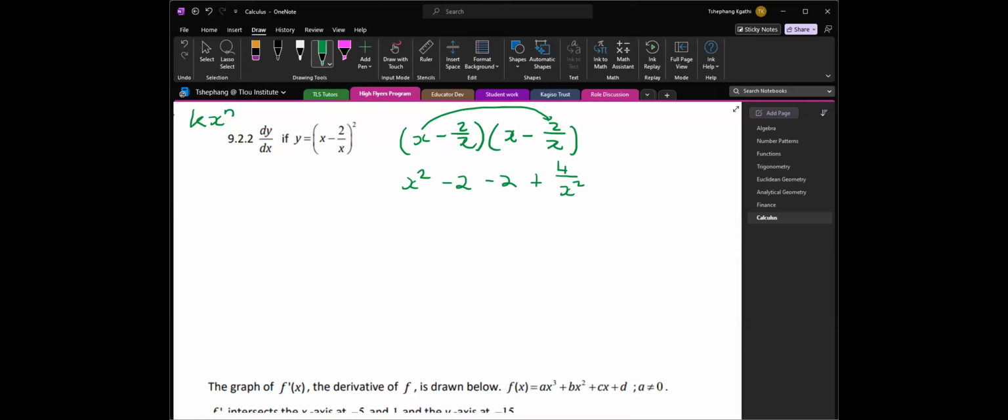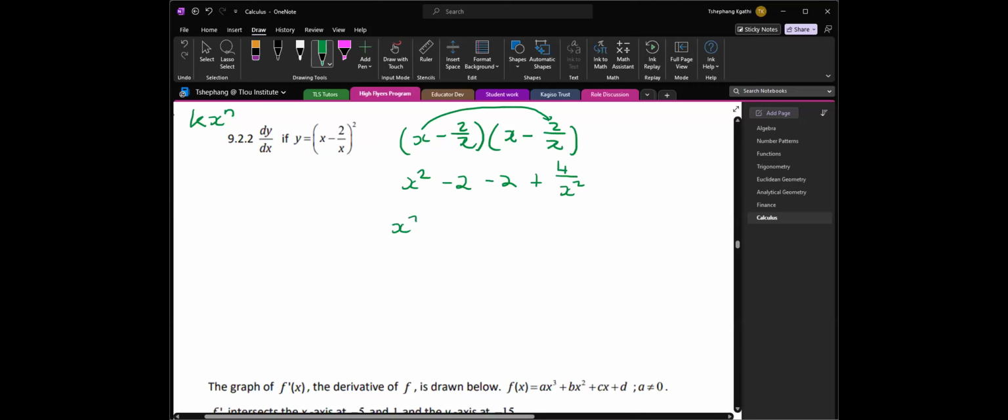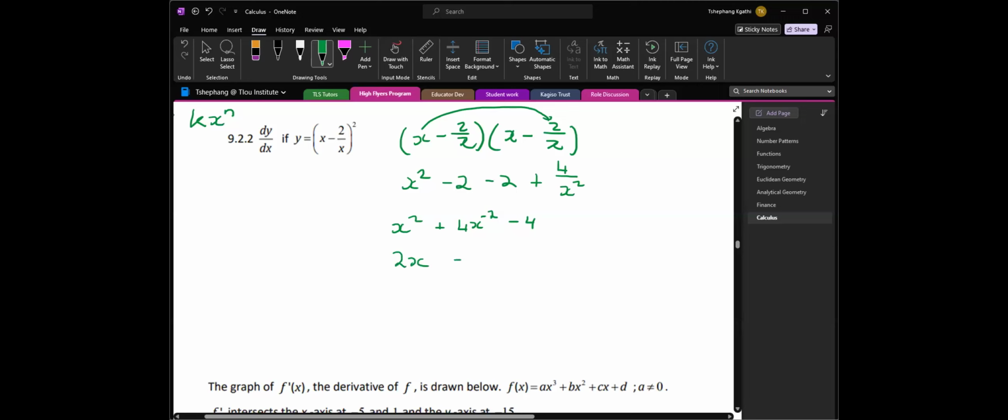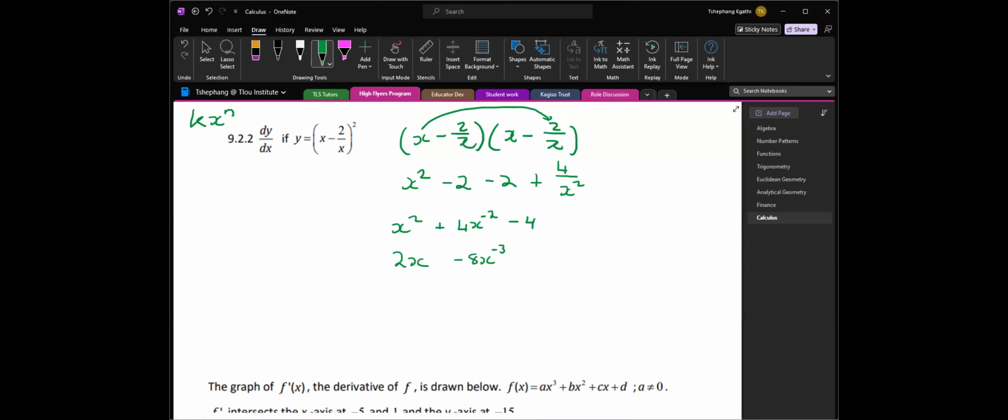Then let's clean this up. Let's keep the x squared. I want to say plus 4x to the minus 2, minus 4. Then differentiate. Because it's in the form kx to the n, this will be 2x minus 8x to the minus 3. And that's it, because the constant will fall away. And I showed you why it falls away.